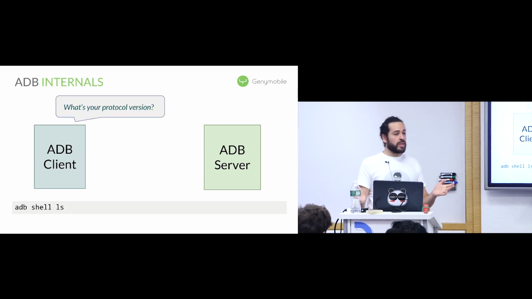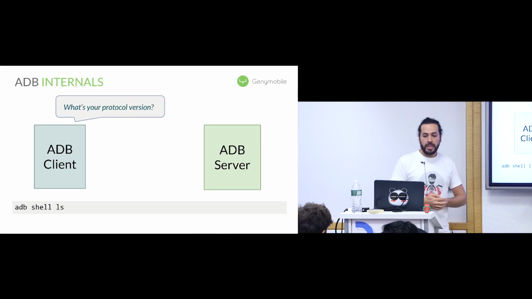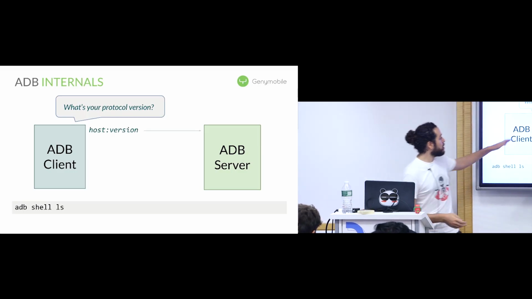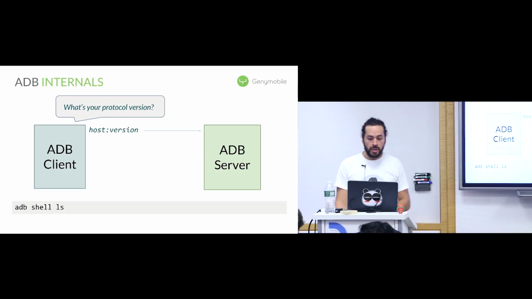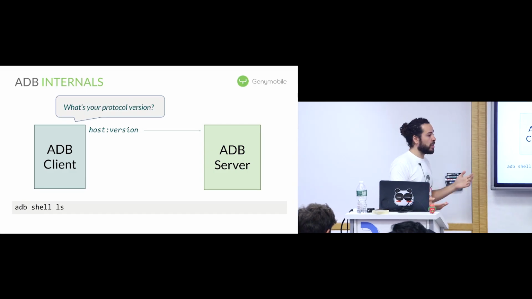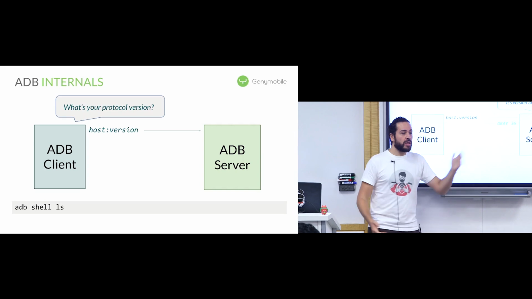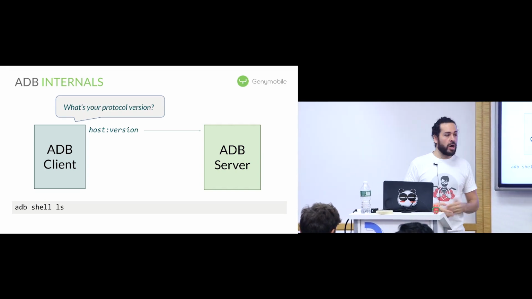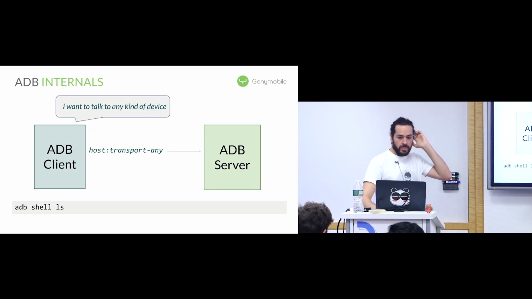So the first thing that the ADB client will do, before anything, when it started with the command, is to ask the ADB server, what's your protocol version? And it will send this string, this payload: host:version, okay? And the ADB server will answer, of course, okay, 36. 36 is the current released version of the ADB server. And of course, this version will be checked.